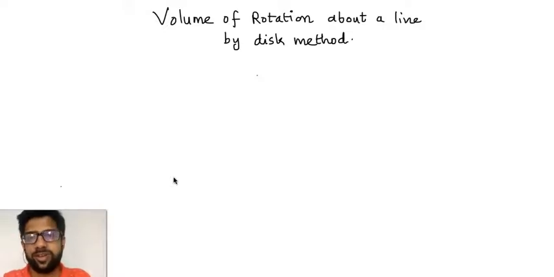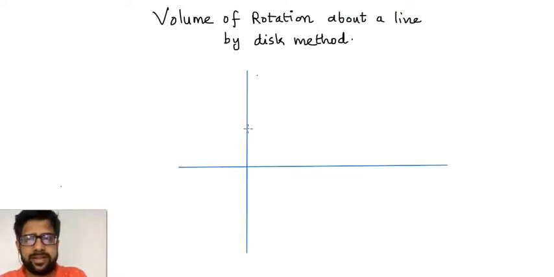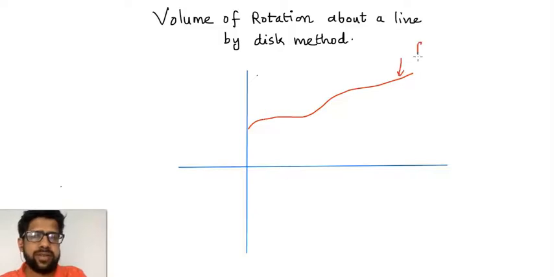In this video, we are going to learn about volume of rotation about a line by disk method. Let's say such is a function that we have. Let's call it f of x. And after we have this function, we are going to rotate the area bounded by this function and some line about that particular line. Due to rotation of such an area, a volume will form. Let me show you how.